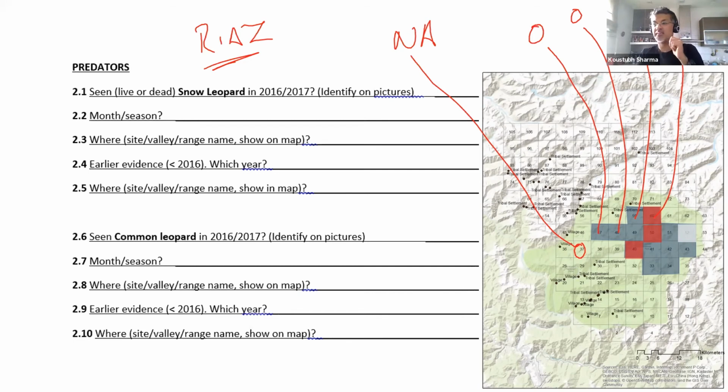And then in that area, if they have seen it, there'll be a one. If they haven't seen it, there'll be a zero. So that's how we moved into this little data set.